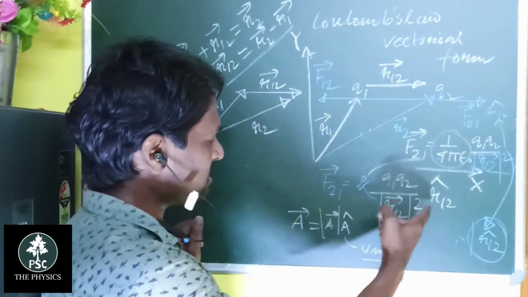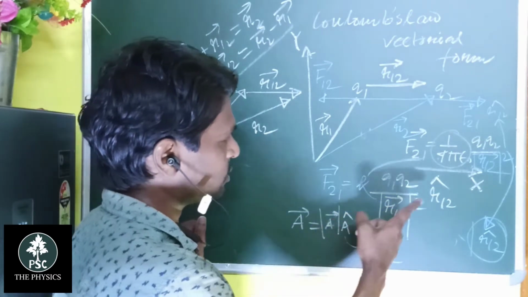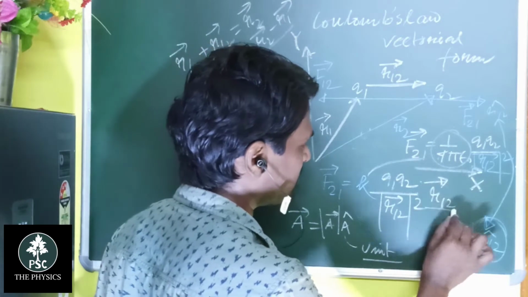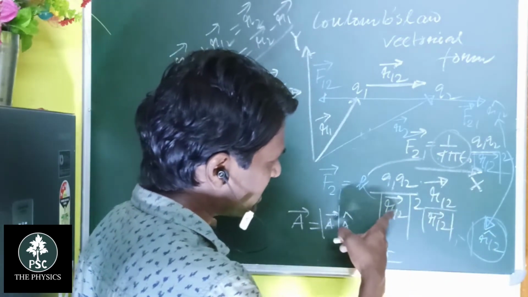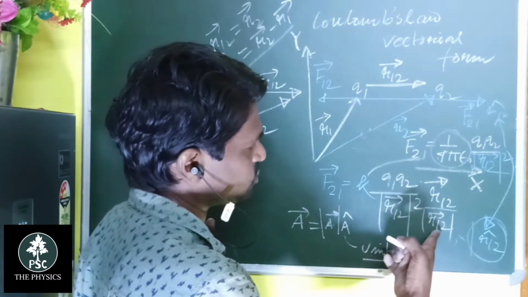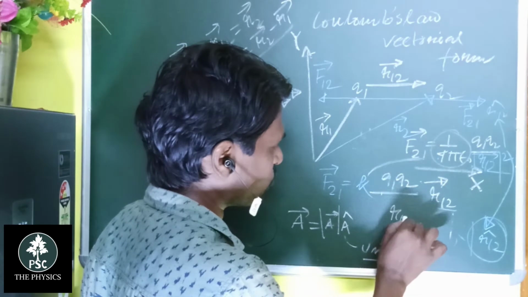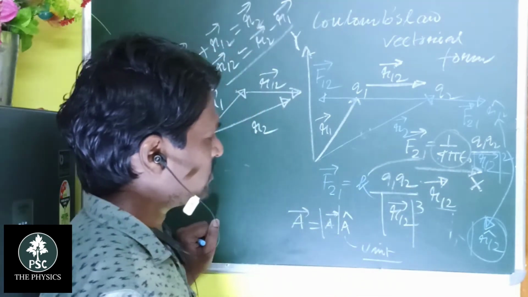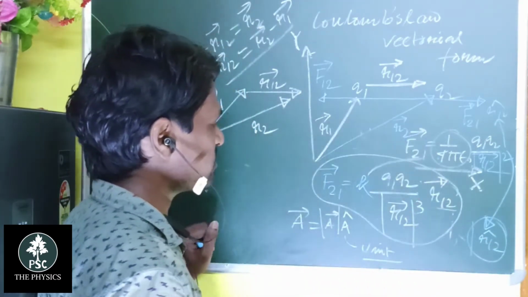So in place of the unit vector, you have to write the vector divided by its modulus. So in place of 1, 2 you replace it by the vector 1, 2 divided by its modulus value, and this is the modulus. So the equation is r12 vector over its modulus, and then q. So this is the vectorial form.